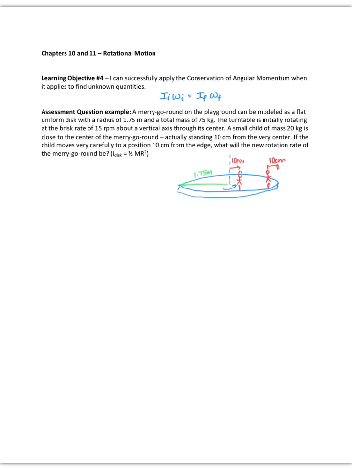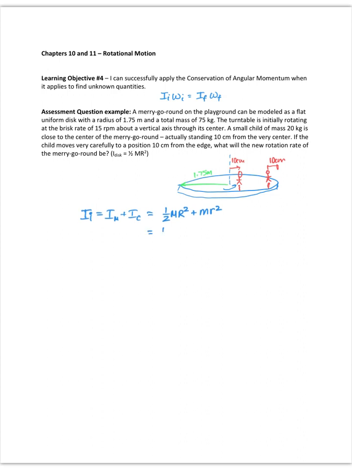So what we want to be doing is looking at how the moments of inertia are changing. So let's look at the initial moment of inertia. The initial moment of inertia is the inertia of the merry-go-round plus the inertia of the child. The merry-go-round we treat as a disk, so its moment of inertia is 1/2 mr squared. But the child we're going to treat as a point mass, so his moment of inertia is just mr squared.